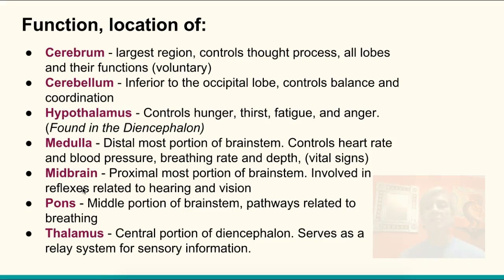The pons is really just a pathway of nerves. So a bunch of neurons go together to make a nerve, and a bunch of nerves go together to make a tract. So these are tracts related to breathing. And then the thalamus, again, part of the diencephalon. We're going to see that in a minute. It is really a relay station for sensory input. So it kind of puts an emotion or a feeling on your sensory, and it decides if it's good or it's bad, and it sends it to different parts of the sensory cortex for interpretation.